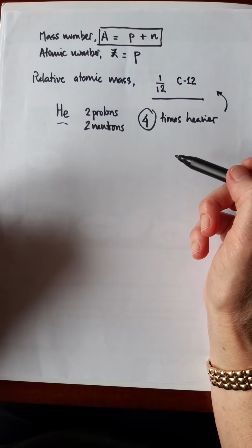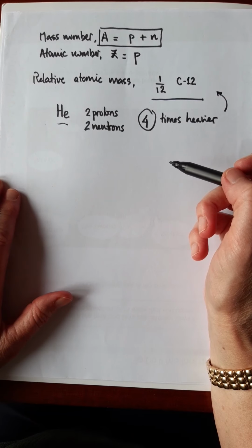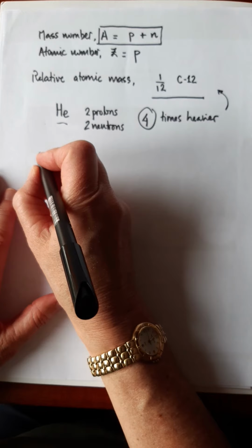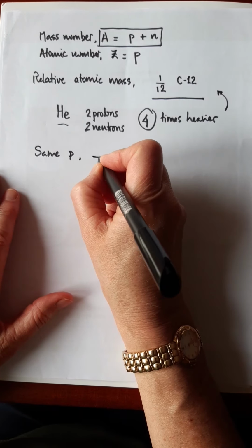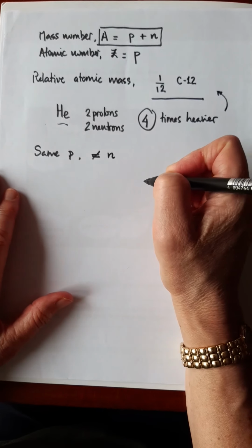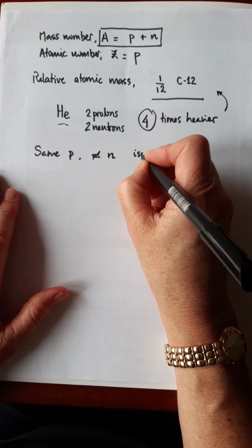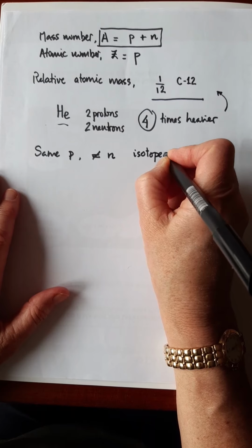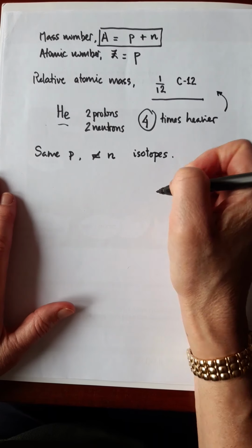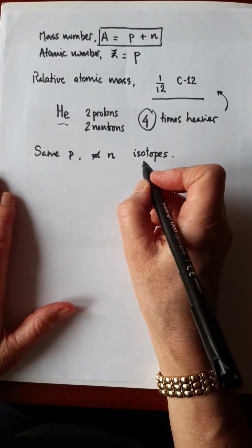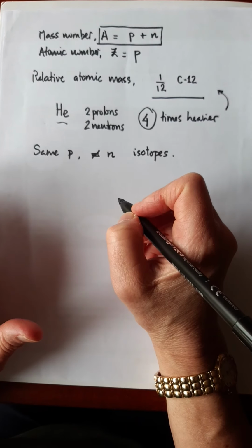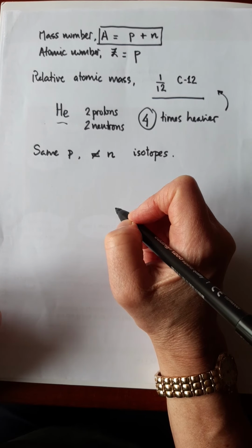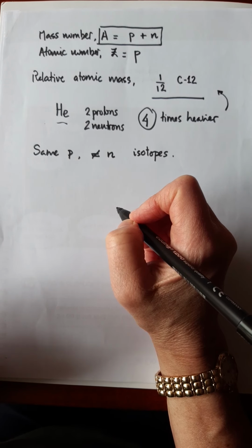This is because elements can exist with different numbers of neutrons. The elements that have the same protons but different numbers of neutrons are isotopes. Since each isotope has a different mass, to know the mass of the element, we calculate the average of the different isotopes.